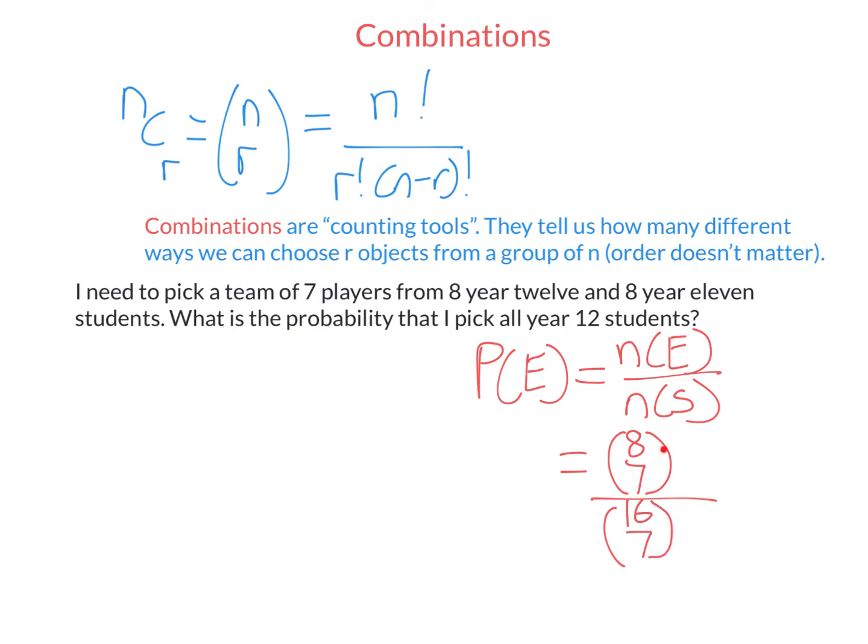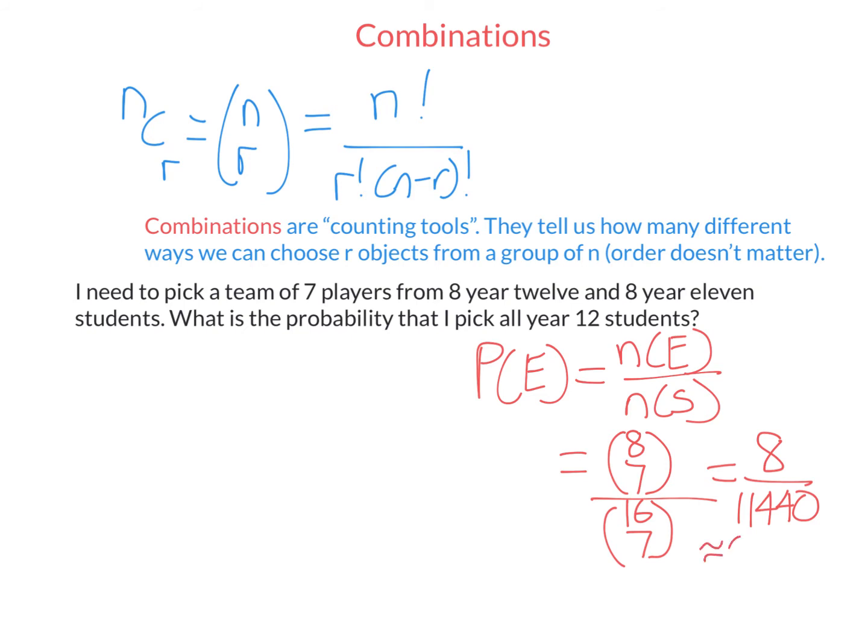Now, both of these numbers can be calculated in your graphics calculator. You go Math, and then you scroll over to the probability menu, and you click the nCr button. So you should be able to see 8C7 is 8. There are 8 ways to pick the students, but there are 11,440 ways to pick 7 students from 16. So this is the required probability.